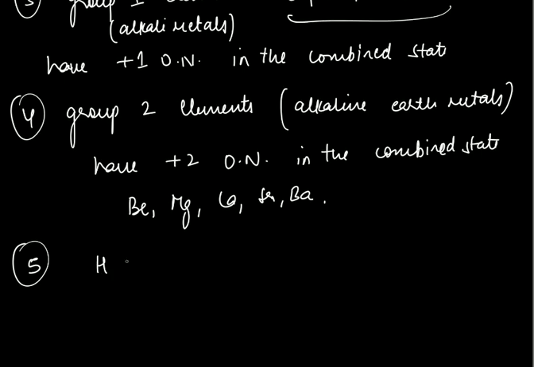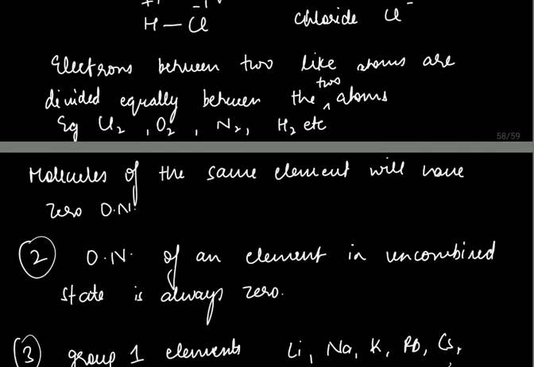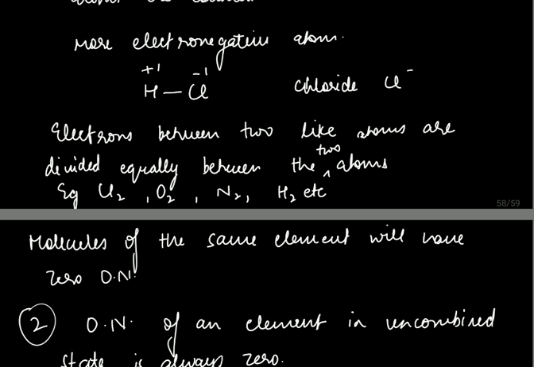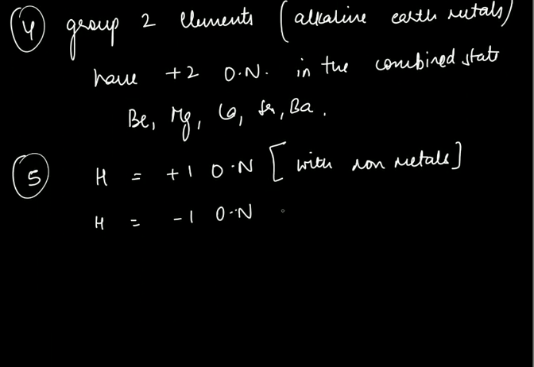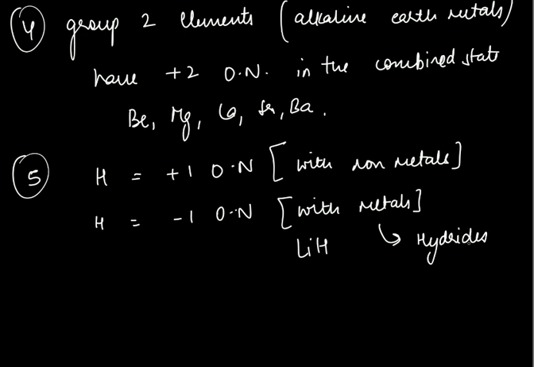Then we go to hydrogen. Hydrogen is going to show +1 and it's going to show -1 oxidation number. +1 is with non-metals. We just took that example, HCl over here: hydrogen is +1 because it's covalently bonded with the non-metal, and -1 with metals. We can take the example of lithium hydride. Most of the time, hydrides always have hydrogen as -1 oxidation number. So lithium is +1 over here, hydrogen is -1 because it's a hydride. The name of this compound is lithium hydride.